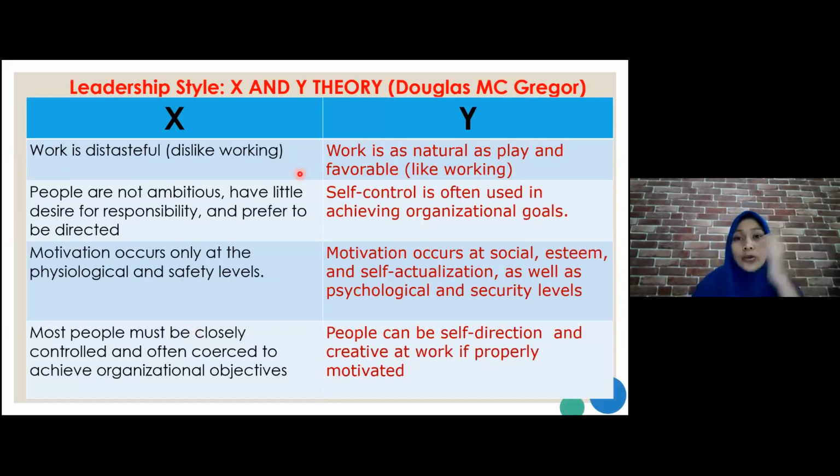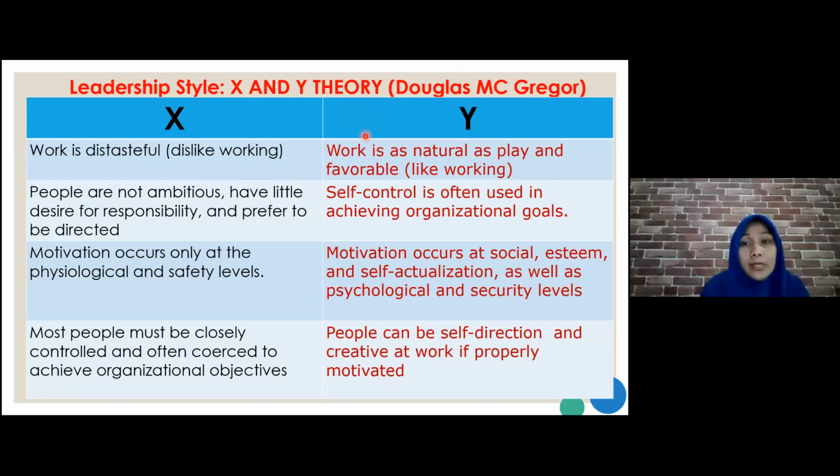I'm so sorry, I still have materials that I have to tell you. Douglas McGregor also described a leadership style which influences communication, the X and Y theory. Douglas McGregor states that workers consist of two types: the worker X and the worker Y.